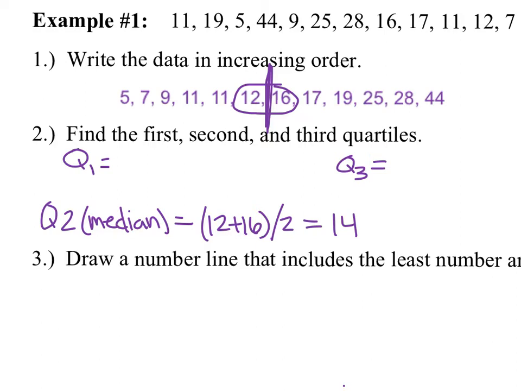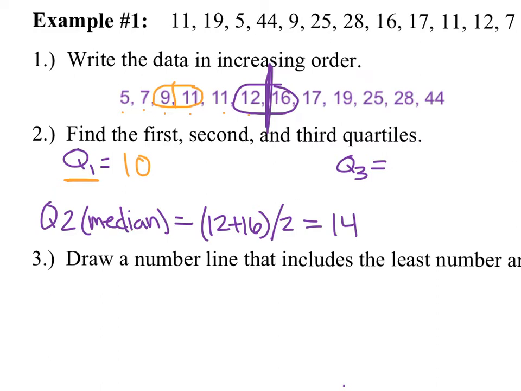Okay, now our Q1, our lower quartile, is the median of our lower half of data. So that's going to be 5, 7, 9, 11, 11, and 12. We have 6 values because half of 12 is 6. So we have to find the median of these data values. It's going to be in between 9 and 11. So what is in between 9 and 11? Well, 10. 9 plus 11 is 20, and 20 divided by 2 is 10.